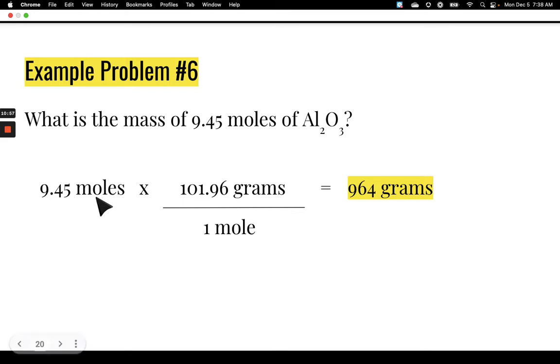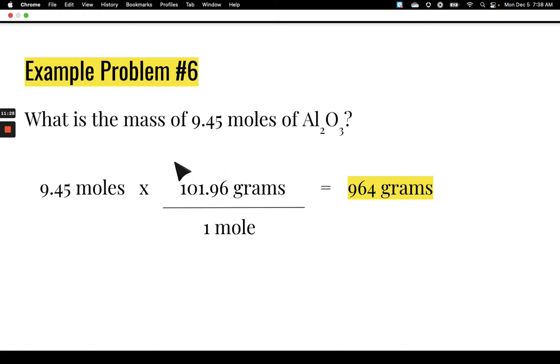So first of all, if we find the molar mass of aluminum oxide, it's going to be 101.96 grams. So 2 aluminums plus 3 oxygens should have gotten you 101.96 grams. That's the mass of 1 mole of this stuff. But we have 9.45 moles, so we will multiply 9.45 times the molar mass, cancel moles, and that'll give us 964 grams of the aluminum oxide. Again, notice, moles is the smaller number, grams is the bigger number.